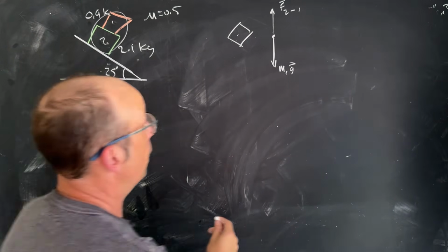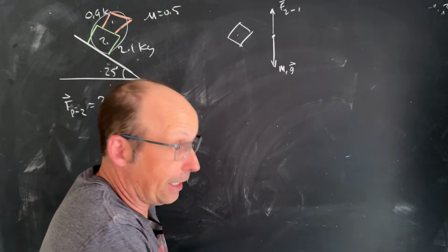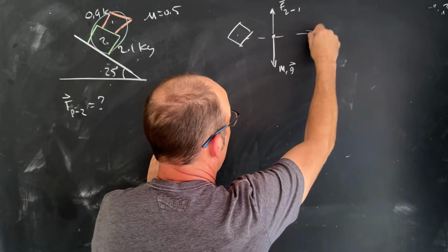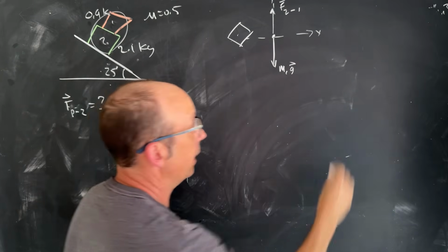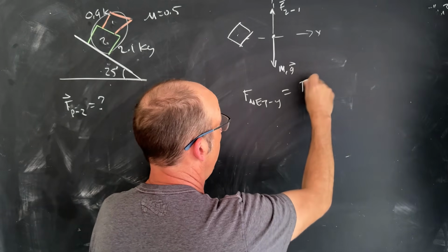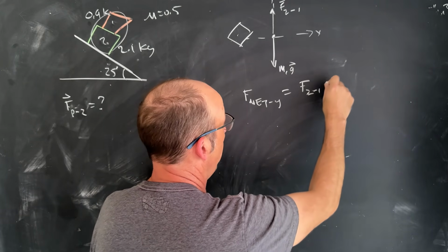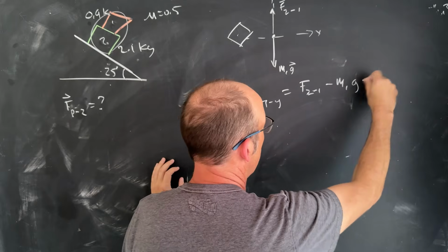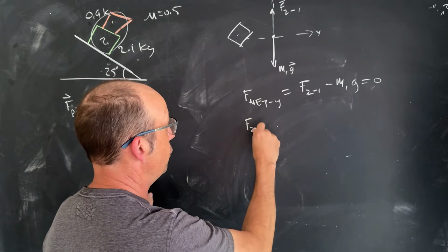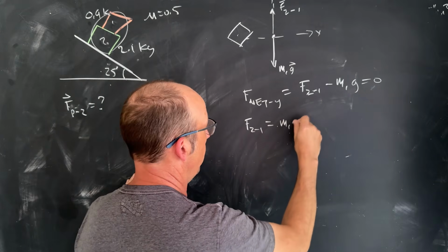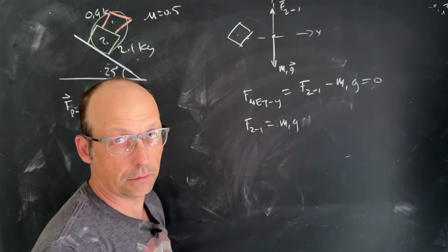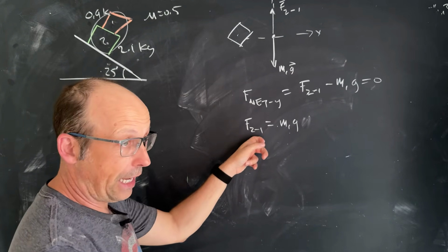In that case, I can again say that block's at rest. If I pick this as my x-axis and that as my y, I can say F net y is F2 on 1 minus M1 g equals 0. I can solve for F2 on 1. F2 on 1 equals M1 g. I'm going to leave it and not put the number in because I don't want to.